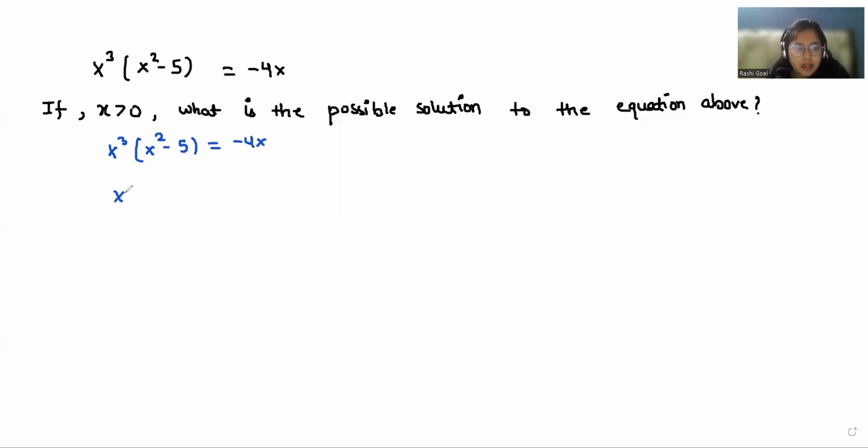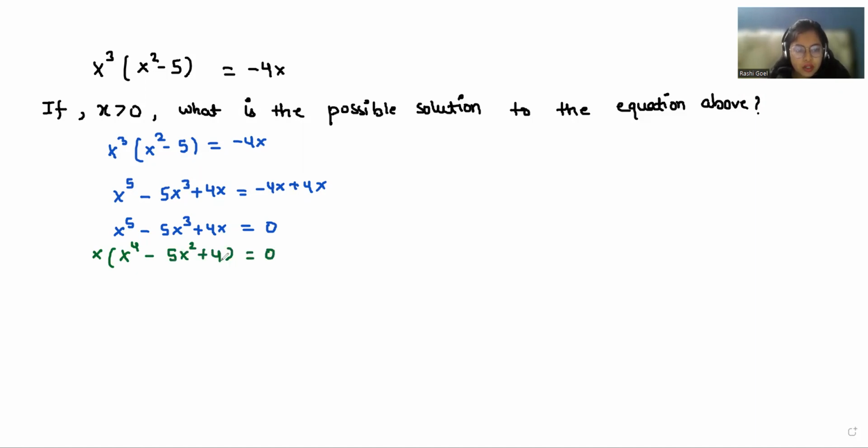If we multiply it, x power 5 minus 5x cube plus 4x is equal to minus 4x plus 4x. So I'm adding 4x to both sides. The equation becomes x power 5 minus 5x cube plus 4x is equal to 0. If I take x common, it becomes x power 4 minus 5x square plus 4 is equal to 0.